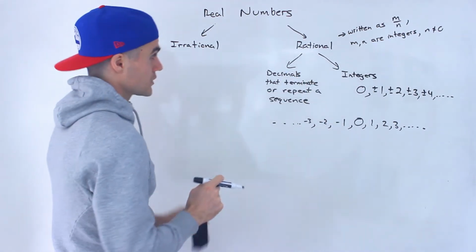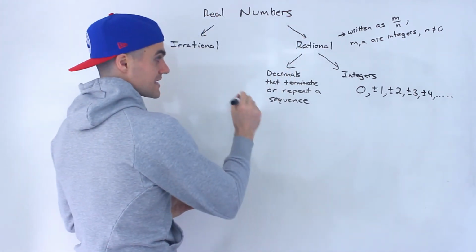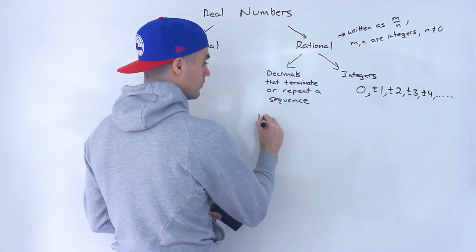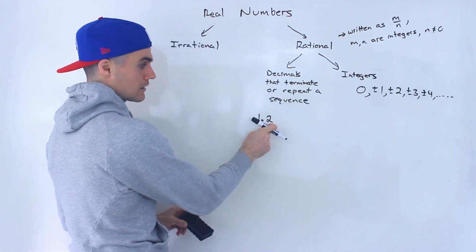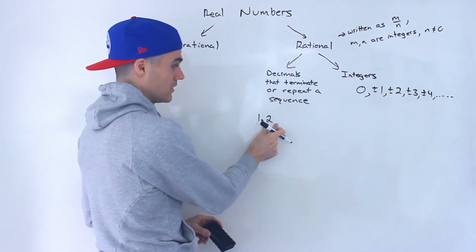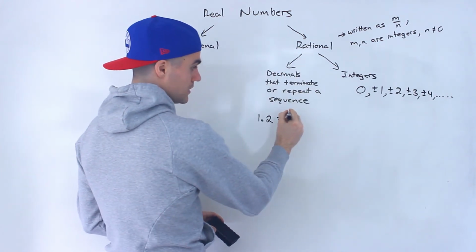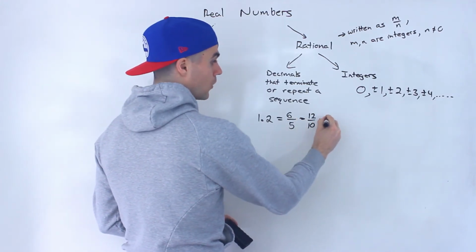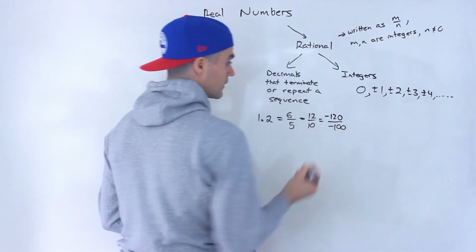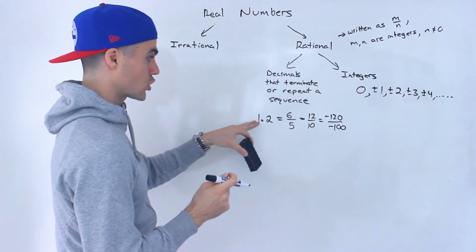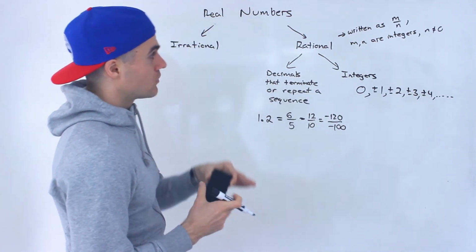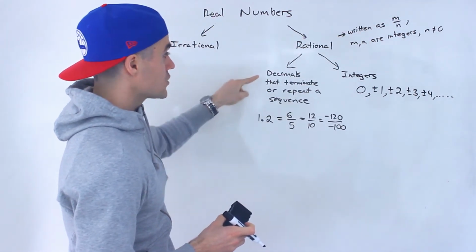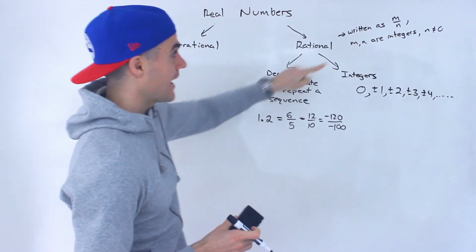Now, the other type of rational number are decimals that terminate or repeat a sequence. So a decimal that terminates, for example, like 1.2, right? It's terminating there. There are no other decimals after this. And 1.2 is rational because it could be written as 6 over 5, or 12 over 10, or negative 120 over negative 100, right? Any decimal that terminates can be written in this format as a fraction of integers. Also, any decimal that repeats a sequence can be written in that format as well.